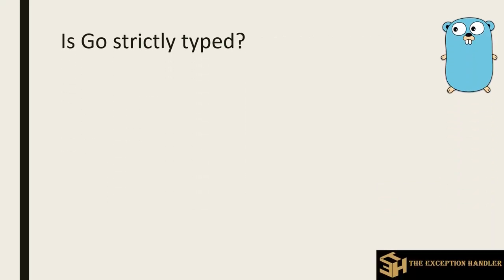Now let's come to the second very important question about any language that you start learning: is the language strictly typed or not? Go is a strictly typed language, unlike JavaScript, because in Go, at compile time, every variable that you declare has to be assigned a definite type. So let's take this with an example.